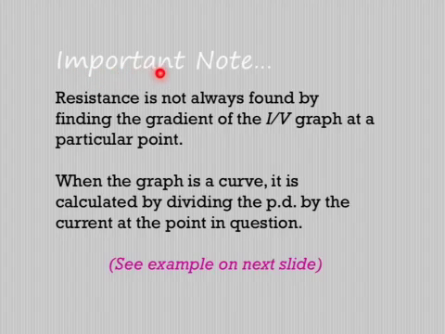Here is something that's important to note. Resistance is not always found by finding the gradient of the current versus voltage graph at a particular point. You can do that only if the graph is a straight line. When the graph is a curve, it is calculated by dividing the potential difference, or the voltage, by the current at the point in question.